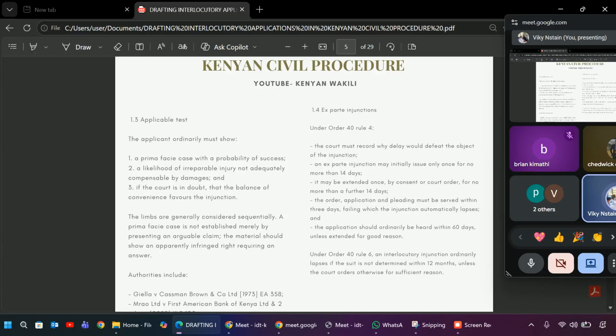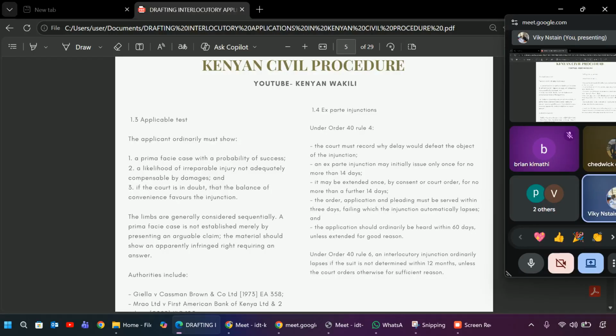Now, whenever you're drafting any application, there is an applicable test that the examiner is looking to see whether you will be in a position to bring it out in your application. So the applicable test for Order 40 applications is that the examiner requires the applicant to show, the word is must, a prima facie case with a probability of success, a likelihood of irreparable injury not adequately compensatable by damages, and if the court is in doubt, that the balance of convenience favors the injunction.